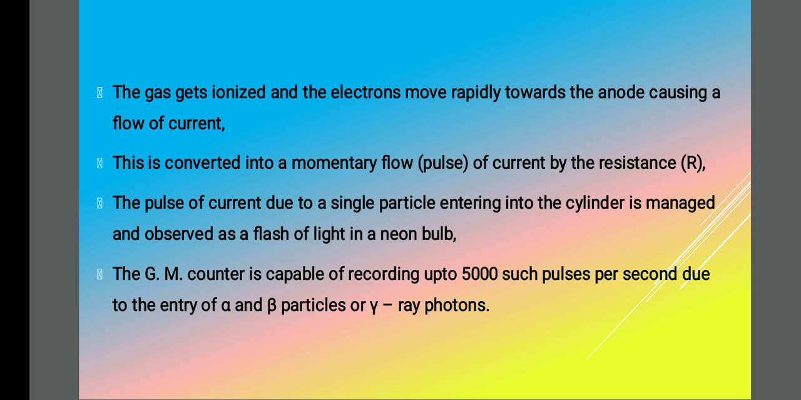So the gas gets ionized and the electrons move rapidly towards the anode, causing flow of current. And this flow of current is converted into a momentary flow, that is nothing but a current pulse, by the leak resistance. And the pulse of current due to a single particle entering into the cylinder is magnified and observed as a flash of light in the neon bulb which is kept inside the recorder. And the GM counter is capable of recording up to 5000 pulses per second due to the entry of an alpha particle or a beta particle or a gamma ray photon. So this is something about the GM counter. The GM counter is used for the detection as well as for the measurement of radiation.